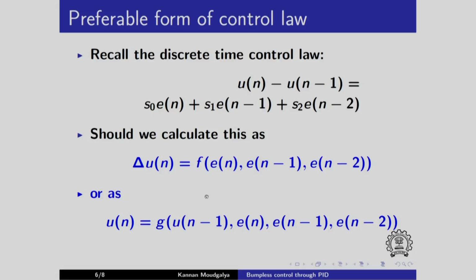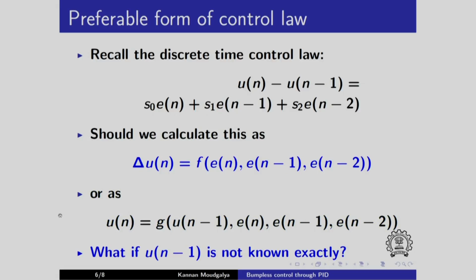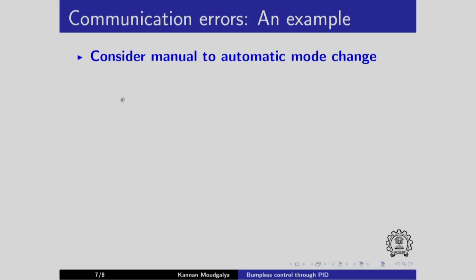These two should be identical provided you know this u of n minus 1, but there are occasions when u of n minus 1 is not known exactly. This could happen when you go from manual to automatic mode change. Initially there is no controller, people try it out manually, and before they go to automatic mode, that is feedback control mode, before closing the loop, they have to enter the value. This is where the controller is.